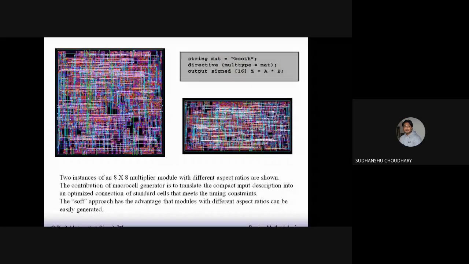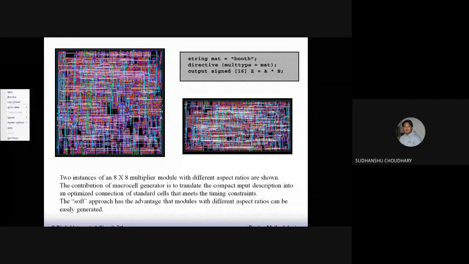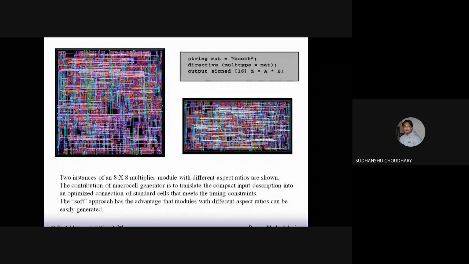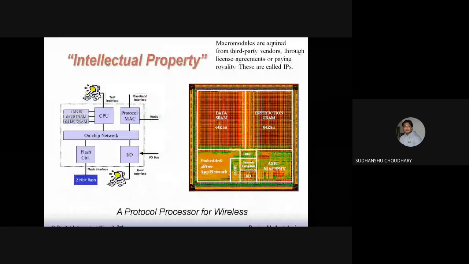So for example, here you will see that these are soft macros of the same function, and the shape of this and this are both different. That is the advantage of the soft macro, that various shapes can be produced, that is, chips with various shapes and designs can be produced.